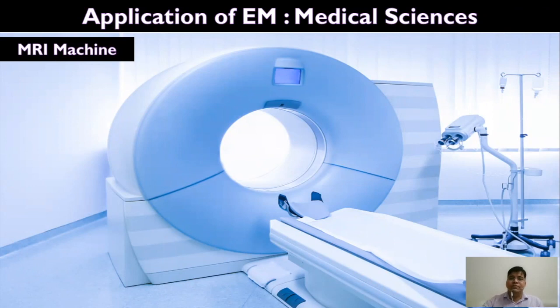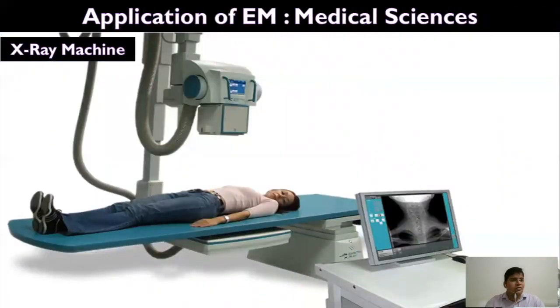Now we will see the application of electromagnetic fields in medical science. Several pieces of equipment are there. You are seeing here the MRI machine, which also uses electromagnetic spectrums, electromagnetic waves. Now this is the X-ray machine. X-ray frequency is also based on the EM field. Electromagnetic phenomena are there.